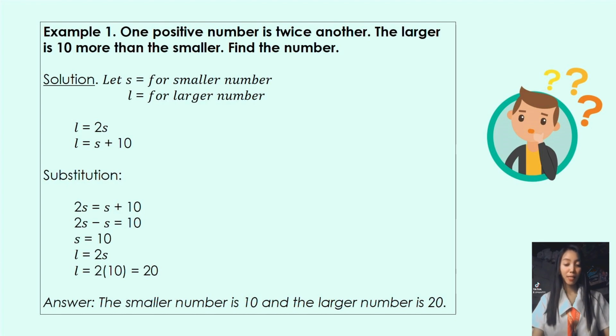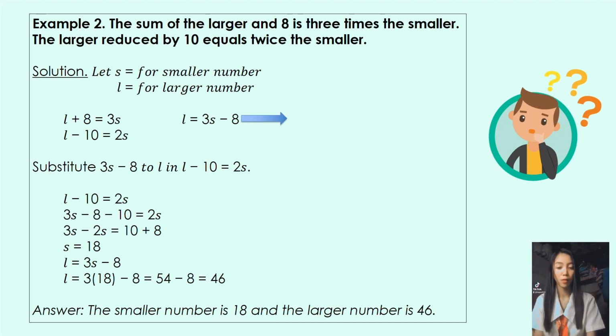Substitution. 2S equals S plus 10, 2S minus S equals 10, S equals 10. L equals 2S, L equals 2 times 10 equals 20. Answer. The smaller number is 10 and the larger number is 20.